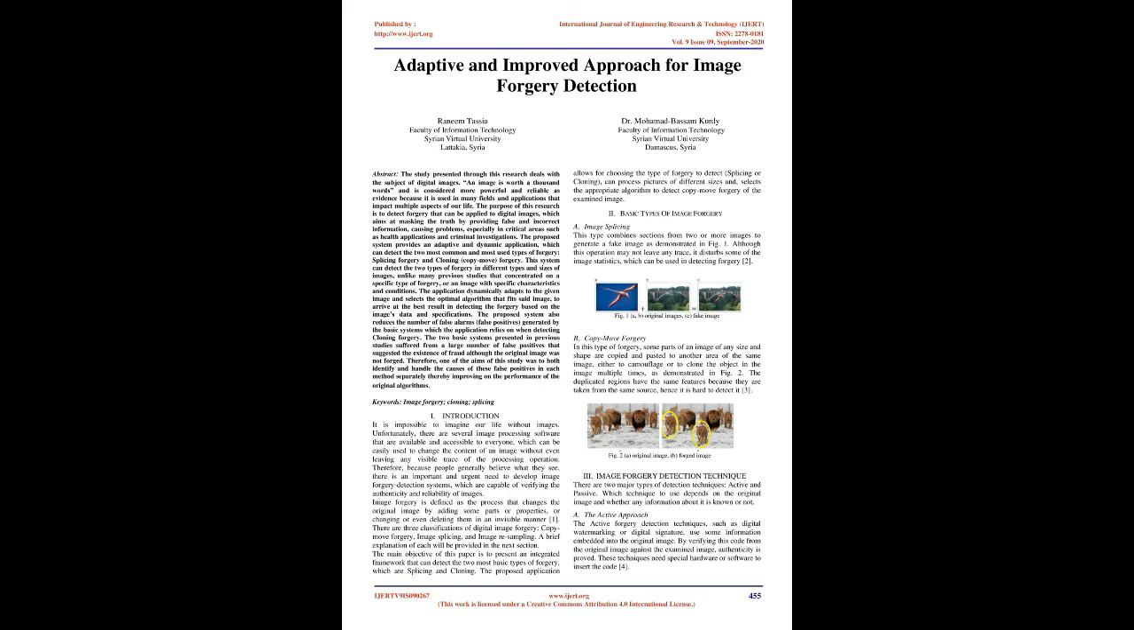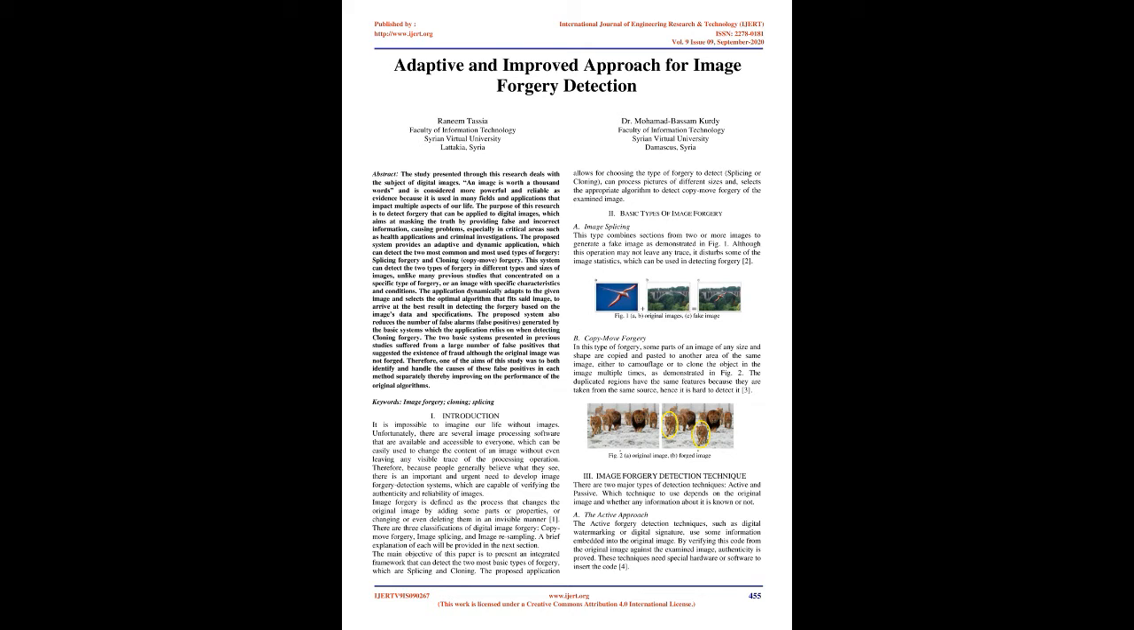This system can detect the two types of forgery in different types and sizes of images, unlike many previous studies that concentrated on a specific type of forgery, or an image with specific characteristics and conditions. The application dynamically adapts to the given image and selects the optimal algorithm that fits said image, to arrive at the best result in detecting the forgery based on the image's data and specifications.